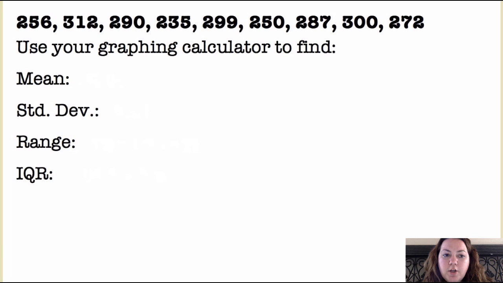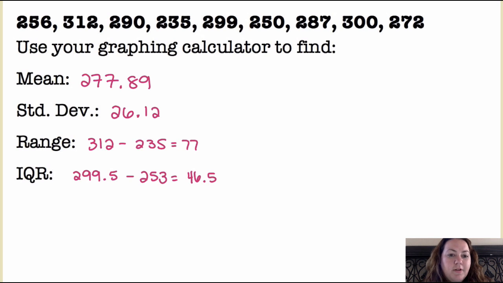All right, so I want you to try this next one. So again, you're going to enter the data into your calculator, Stat, Edit, then you're going to go to Stat, Calc, 1-Var Stats, and get this information. And you should end up with these as your results.